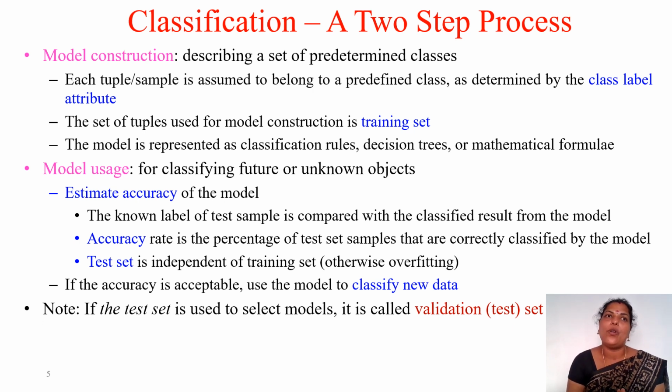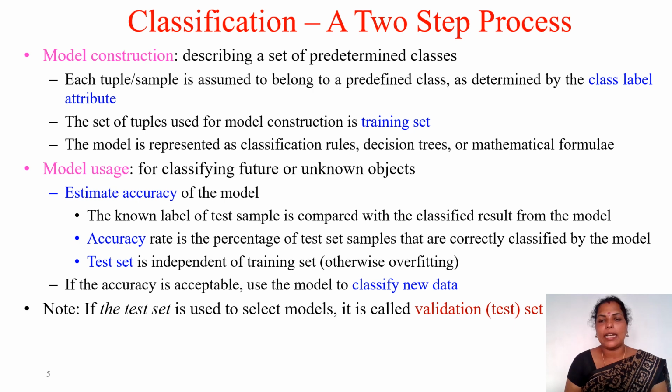There is a formula to find out the accuracy. The known label of a test sample is compared with the classified result from the model. That is, the accuracy rate is the percentage of test set samples that are correctly classified by the model, and the test set is independent of the training set, otherwise overfitting. So always the test set is independent of the training set.